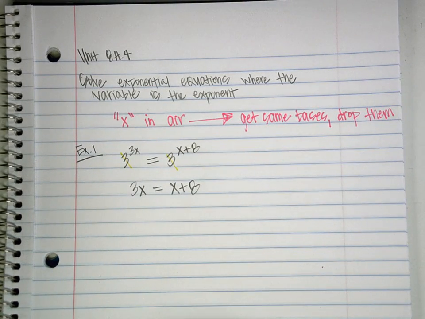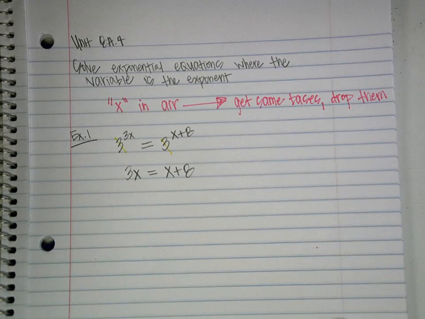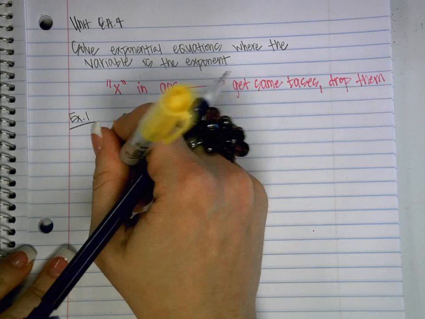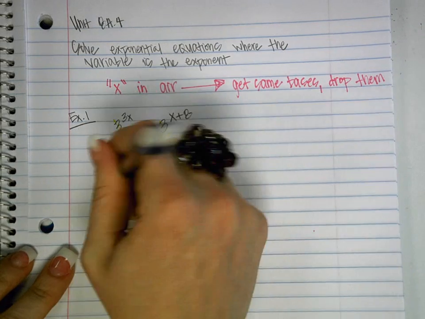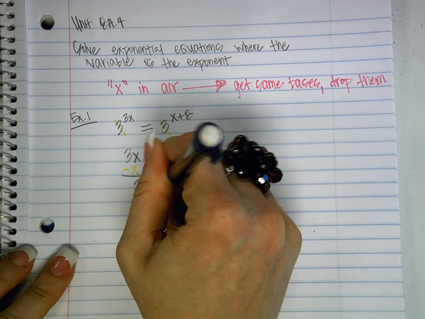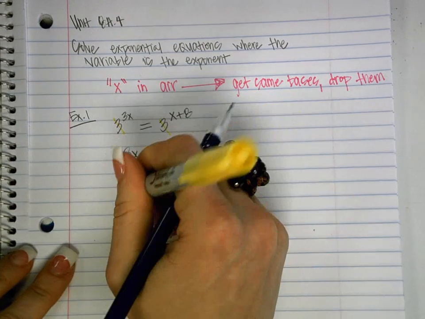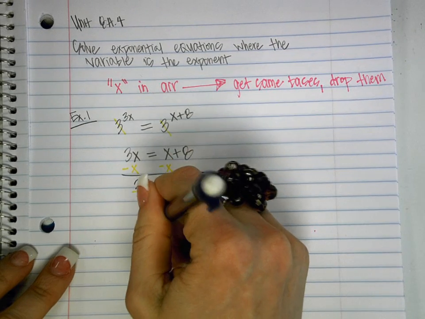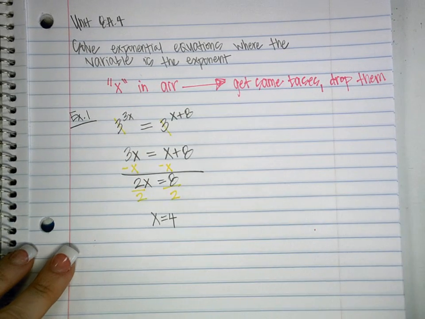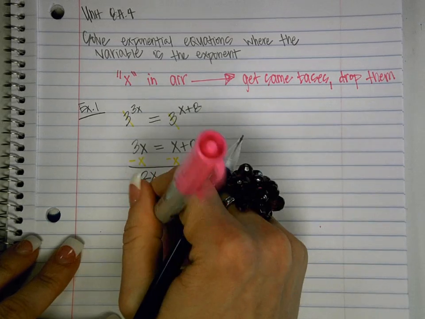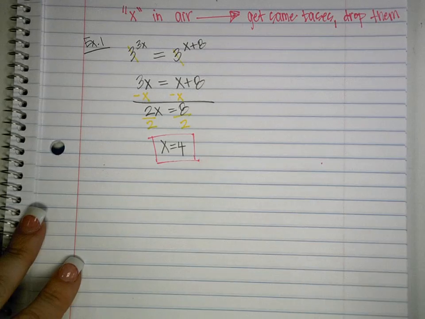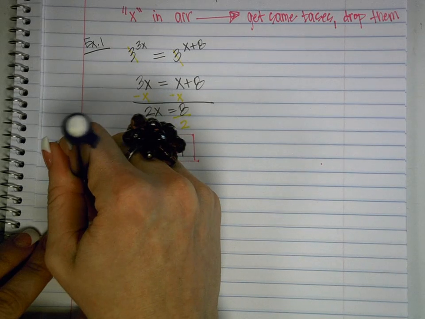Then we're just solving for x here. What would you do to solve for x? Subtract the x from both sides. That gives you 2x equals 8. Then divide both sides by 2, and we should get an answer of x equals 4. Not too bad, right? Okay, let's try another one.